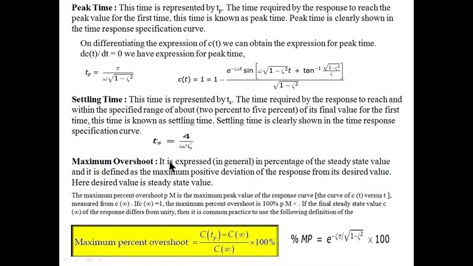Then maximum overshoot. It is generally expressed as a percentage of the steady state value, and it is defined as the maximum positive deviation of the response from its desired value. Here the desired value is the steady state value. So it is the maximum deviation.